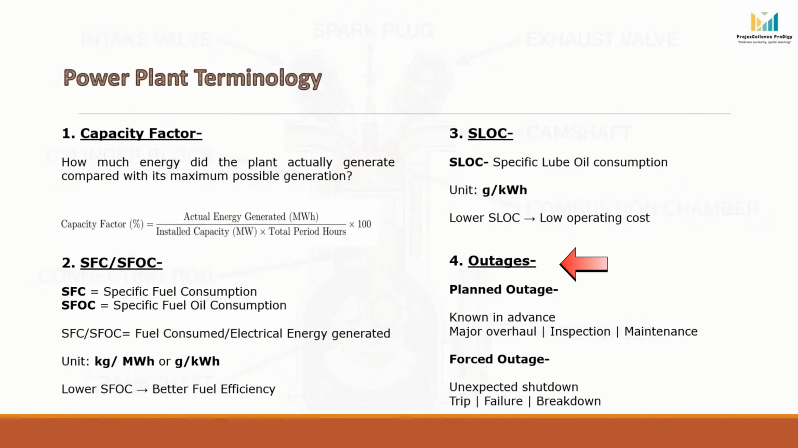A forced outage happens when a generating unit becomes unavailable unexpectedly because of a fault, failure, trip, or other unplanned condition. For example, engine trip, generator fault, turbocharger failure, cooling system failure, or bearing problem. Forced outages reduce the plant availability and reliability.